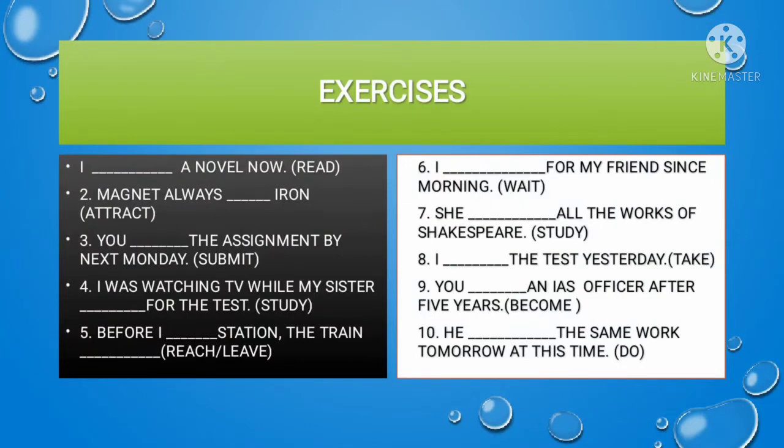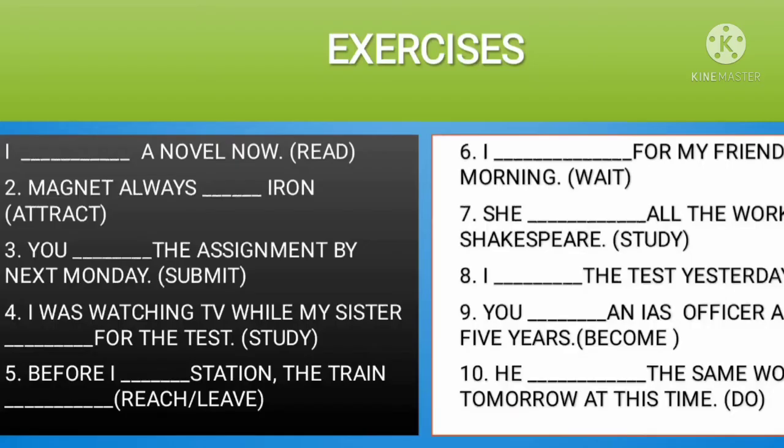So having learned about all the 12 types, 12 forms of sentences, let's try our knowledge about these tenses, whether we have understood or not, by doing some exercise based on tenses. See the first question. I dash a novel now. In bracket it is given read.